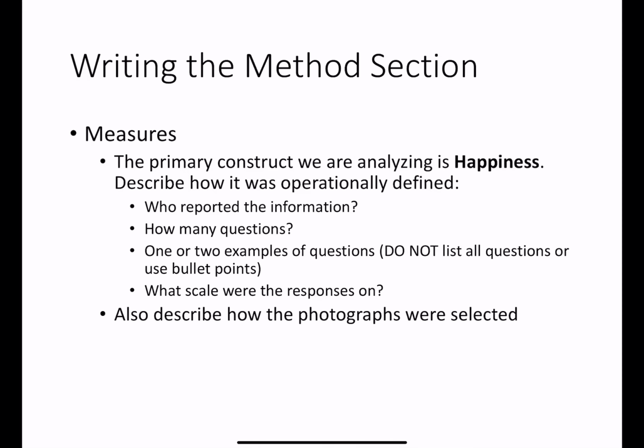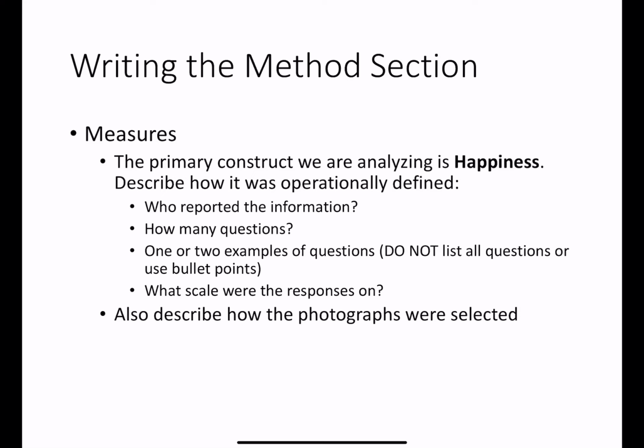Okay, so the next section is measures. You have to describe how your construct was operationally defined, so how happiness was operationally defined. Mention who reported the information. Basically, it was self-report or self-ratings. How many questions? They rated 3 different items. And give 1 or 2 examples. Don't give a bullet point list of the 3 questions that people rated, but give 1 or 2 examples.